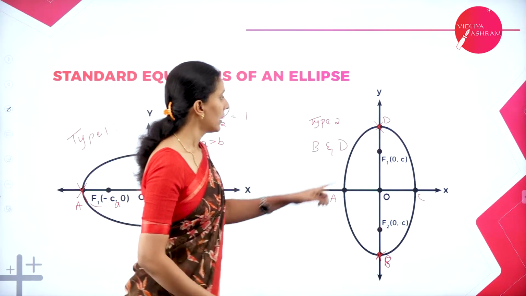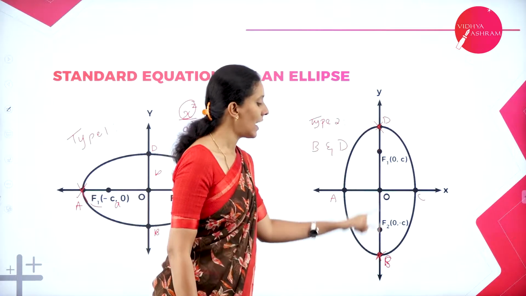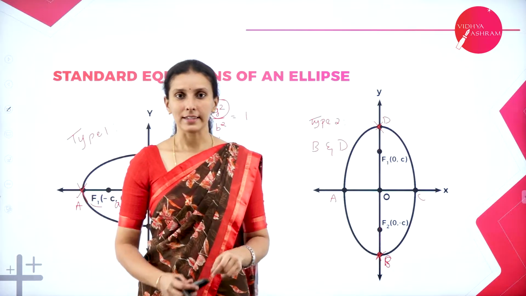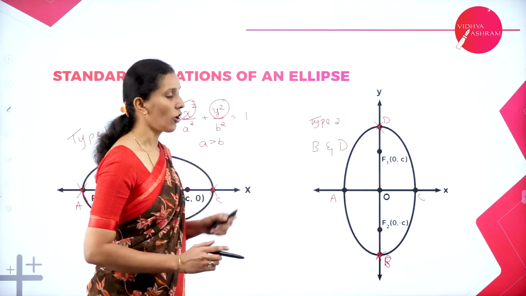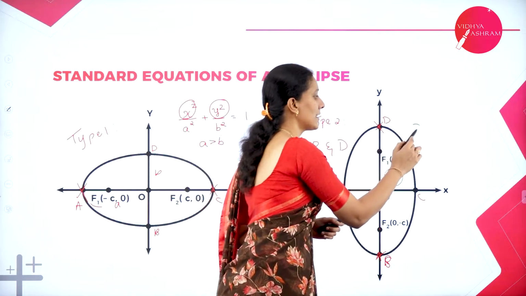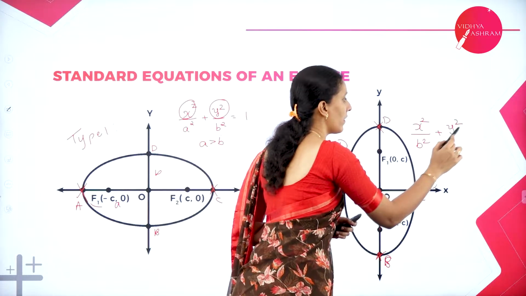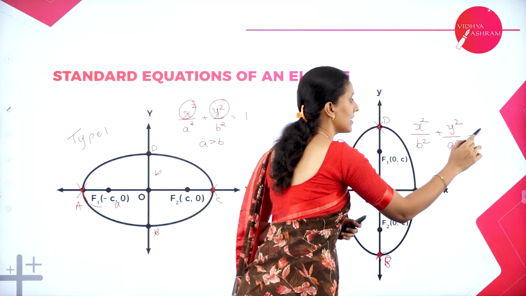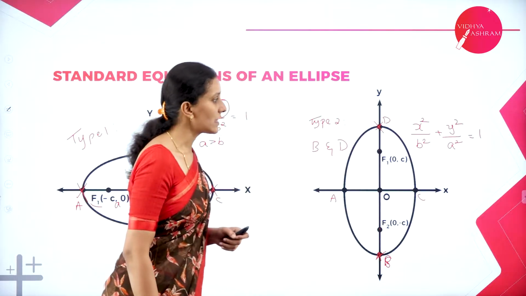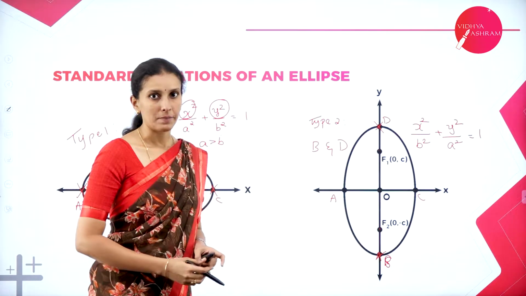So clearly this focus and vertices lie on the major axis. Then the standard equation of this form can be written as x square by b square plus y square by a square is equal to 1. So, this is the standard equation of an ellipse.